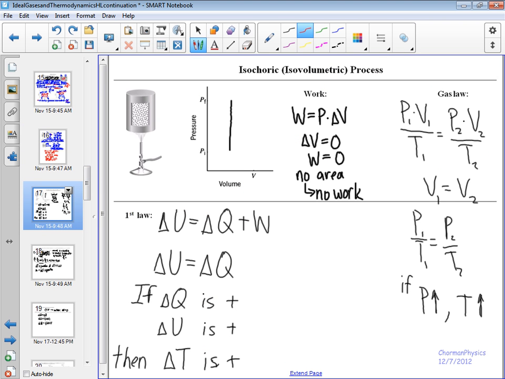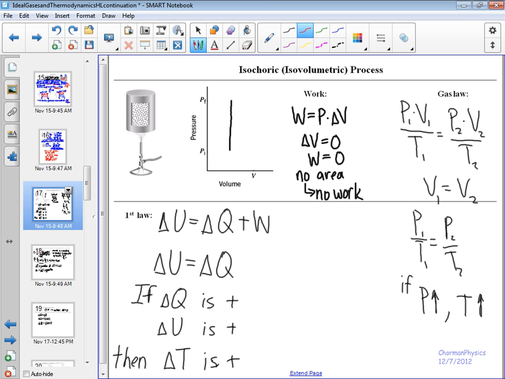So that is an isobaric process right there. That is one at constant pressure. This next example we're going to look at is an isochoric process, or an isovolumetric process, where the volume does not change. So when we want to consider the work done here, we have P times delta V, and if we have no change in volume, we can't be doing any work. There's no displacement occurring. So the work done is equal to 0.